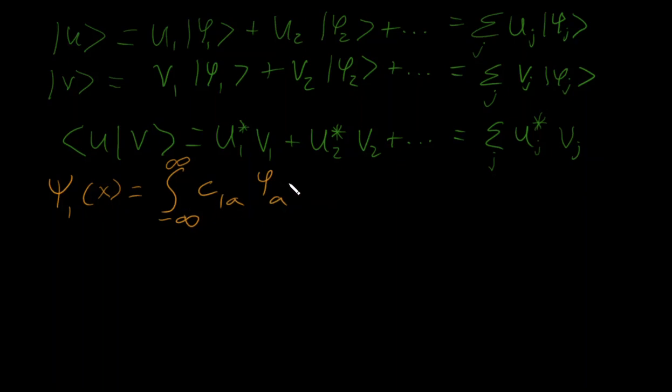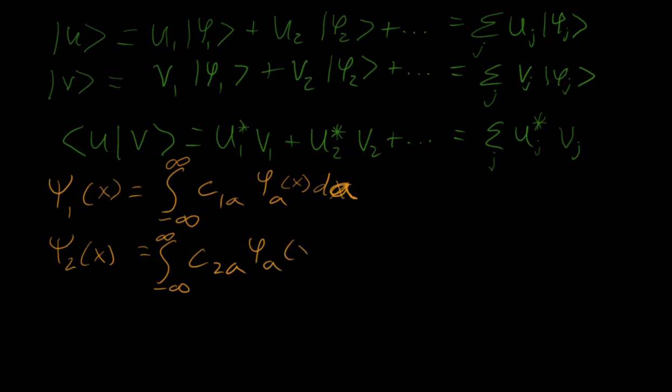So this is C1a phi of x dx, right? And psi 2 of x is the integral from negative infinity to infinity, just the integral over all possible values of, oh, sorry, hopefully you caught that. This is not x, this is a, da. Of all possible values of a, C2a, and a, remember, is kind of like position. It's the definite position, right? Phi a is a function of x that has a definite position a, right? C2a phi a of x da, right?